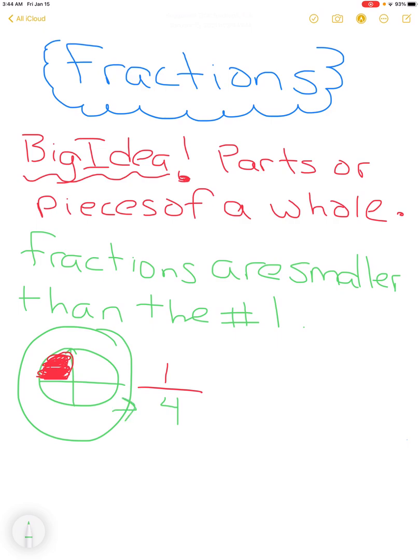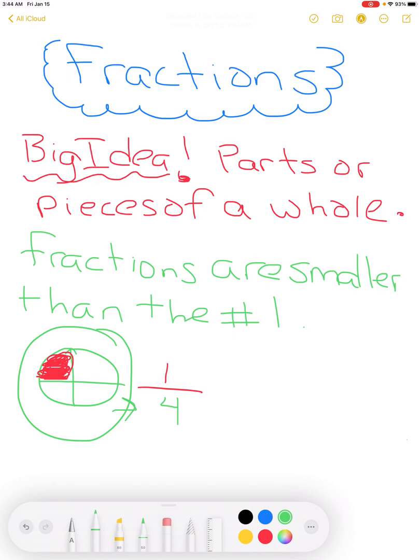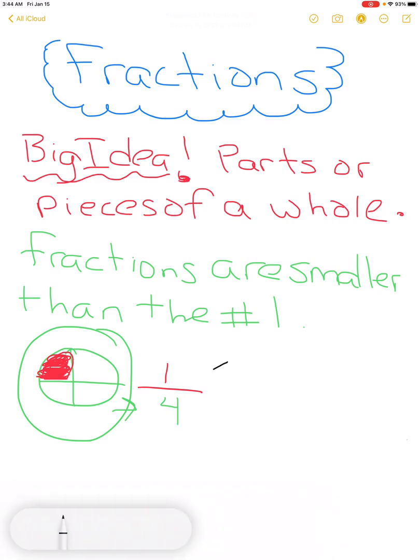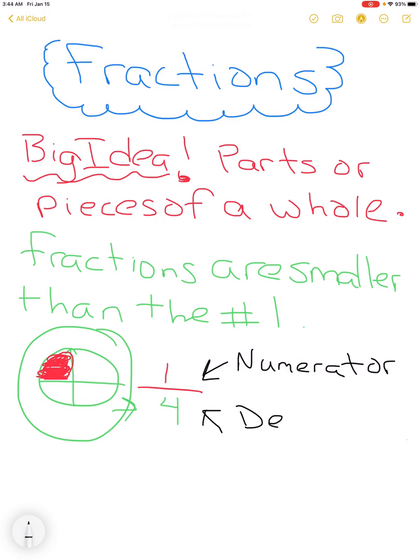Now you see fractions written with a number at the top and a number at the bottom. The number at the top is called a numerator. The number at the bottom is called a denominator. Very good. Numerator and denominator. That's your math language.